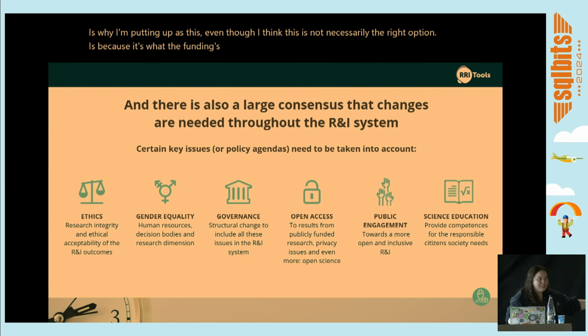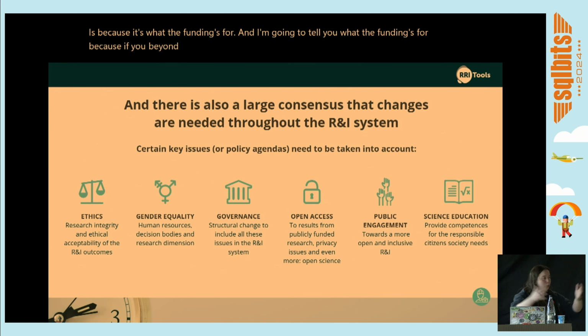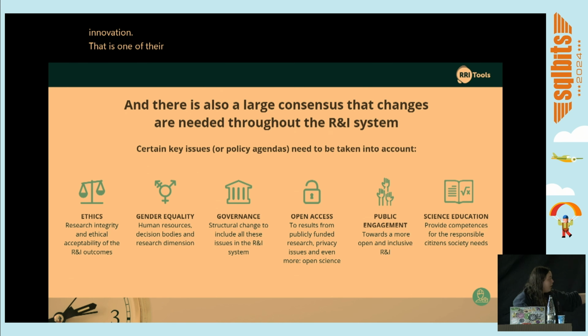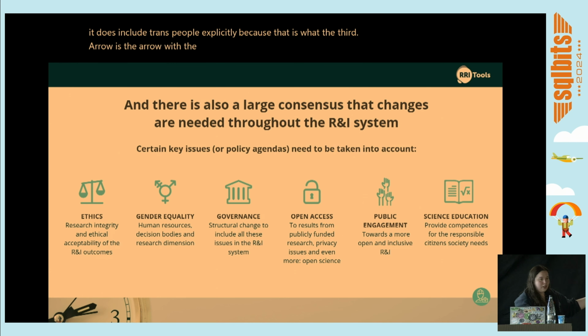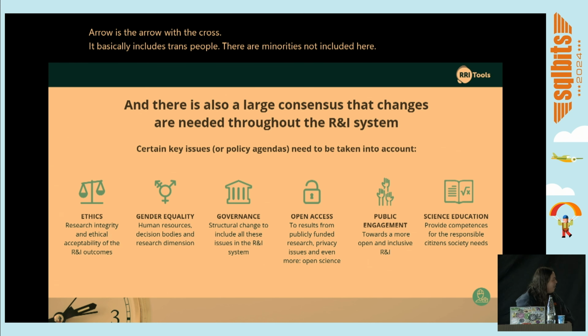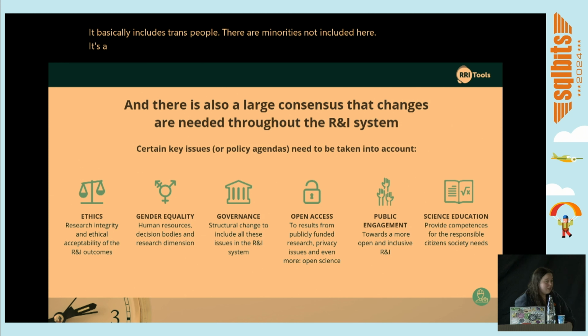And I'm going to tell you what the funding's for, because if you approach people who do responsible research and innovation, that is one of their keys. However, the other thing to notice in that gender equality symbol is it does include trans people explicitly, because that is what the third arrow is, the arrow with the cross. It explicitly includes trans people. There are minorities not included here. It's a thing I think we're working on. I think, though, part of it is one problem at a time.